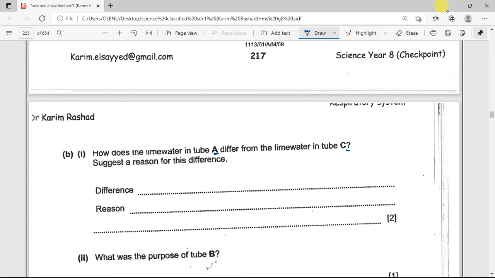Now, for B, the difference will be that tube C is more turbid than tube A.